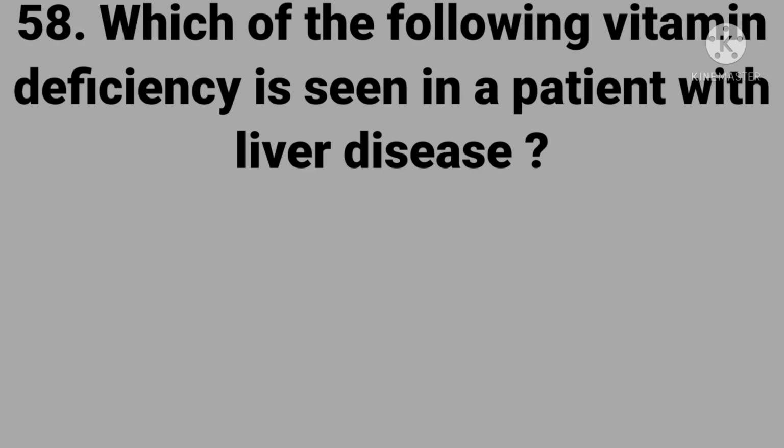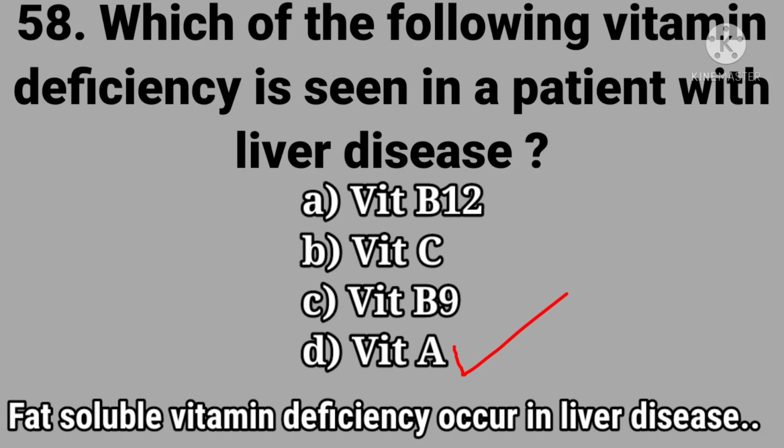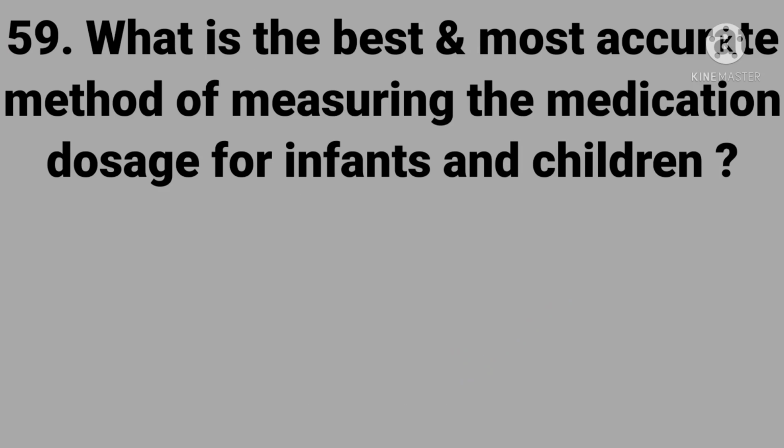The next question, which of the following vitamin deficiency is seen in a patient with liver disease? The options are vitamin B12, vitamin C, vitamin B9, vitamin A. And the answer is vitamin A. The fat soluble vitamin deficiency is seen in patient with liver disease. Vitamin A is a fat soluble vitamin. So vitamin D deficiency is also seen in patient with liver disease.